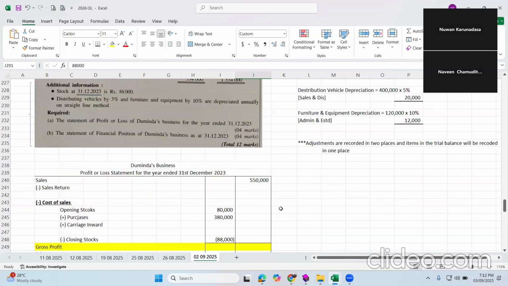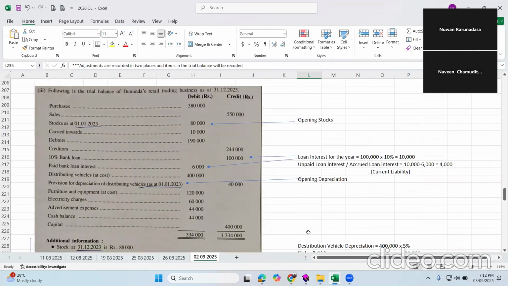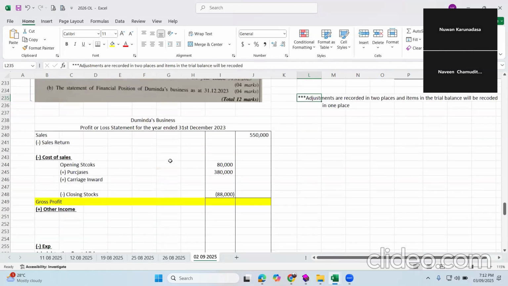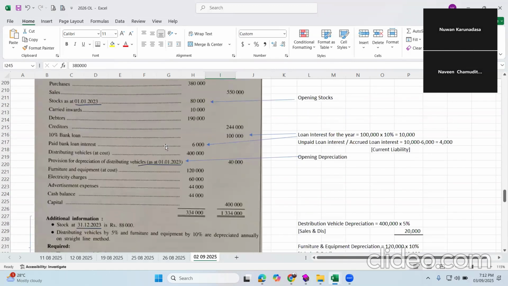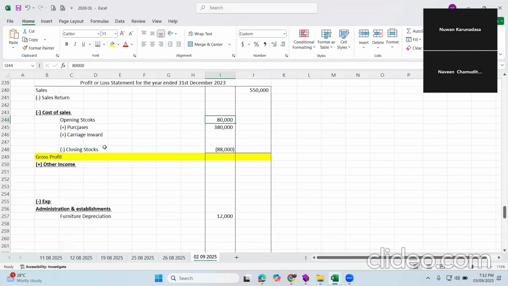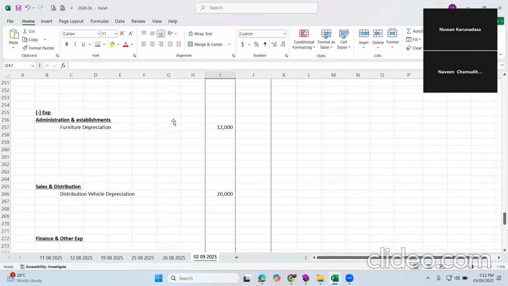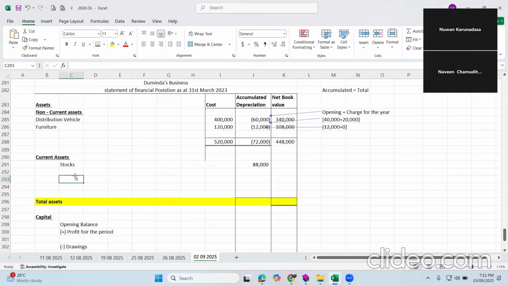Remember that all the adjustments, we are recording in two places. And the balances in the trial balance will only be recorded in one place. So we'll see the rest from the trial balance. Purchases 380,000, we have done it. Then the sales 550,000, we have done it. Then the stock opening balance 80,000, we have done it. Carriage inwards 10,000, you have to add it here. Debtors is an asset, a current asset.